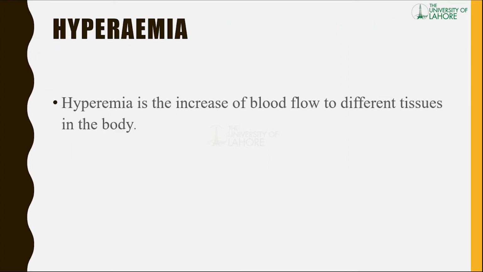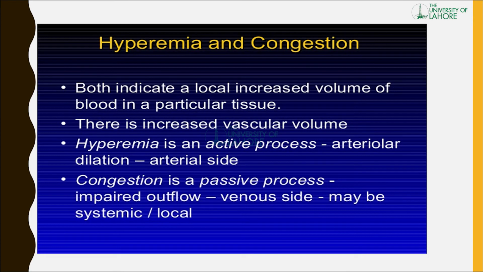Hyperemia. Hyperemia is the increase of blood flow to different tissue in the body. Hyperemia and congestion both indicate a local increased volume of blood in a particular tissue. There is increased vascular volume. Hyperemia is an active process, arteriolar dilatation on the arterial side. Congestion is a passive process, impaired outflow of blood on the venous side, which may be systemic or local.